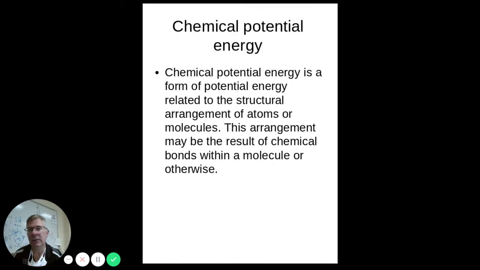Chemical potential energy is a form of potential energy related to the structural arrangement of atoms or molecules. This arrangement may be the result of chemical bonds within a molecule or otherwise. So if you took chemistry and you're using things from the left and the right-hand side of the periodic table, when they're put together, large amounts of heat are released or absorbed based on the process used. This is where that comes into play.